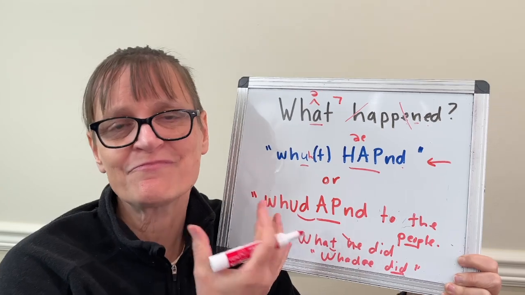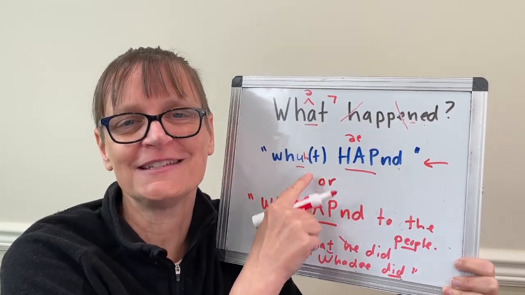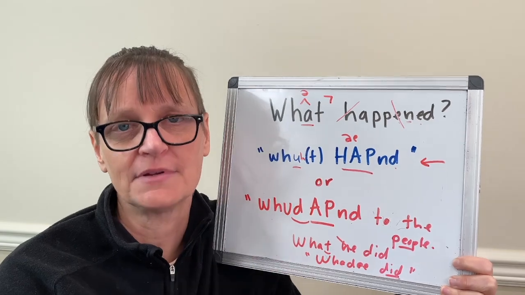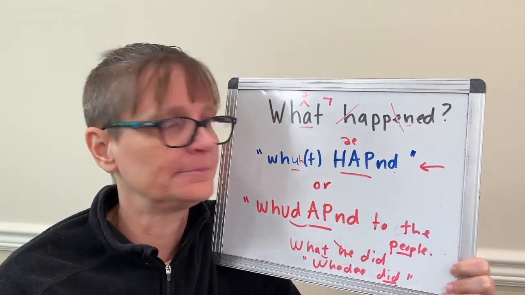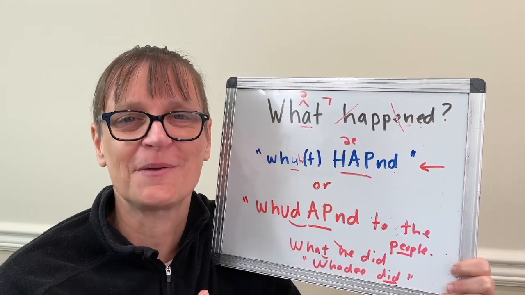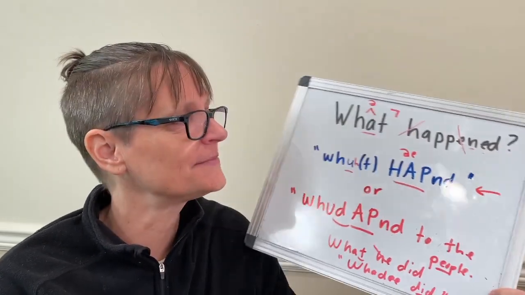What happened? Maybe sometimes you'll hear that. More likely you'll hear the unreleased T with the H sound. What happened? Even in "what happened to her?" "What happened to him?" "To him" is another place where we drop the H, and we just link right to the vowel sound.